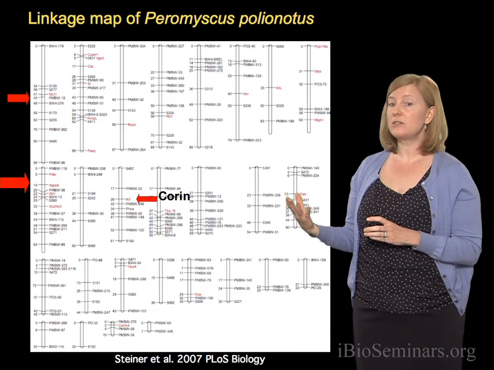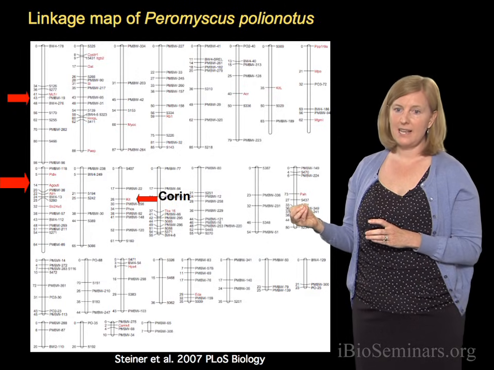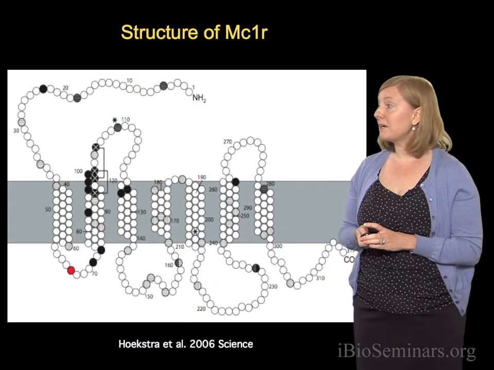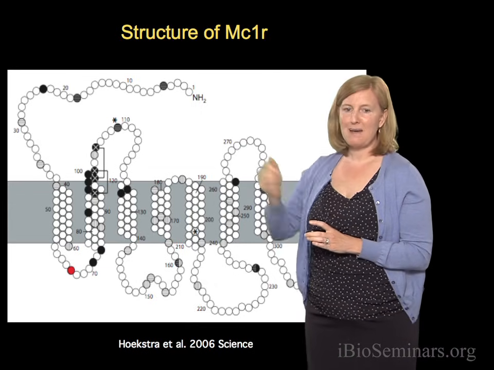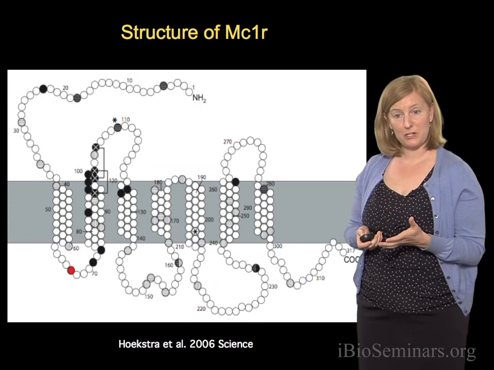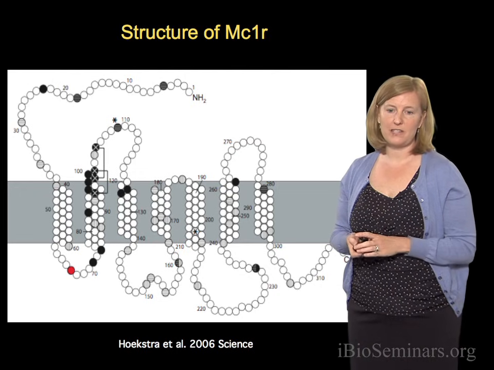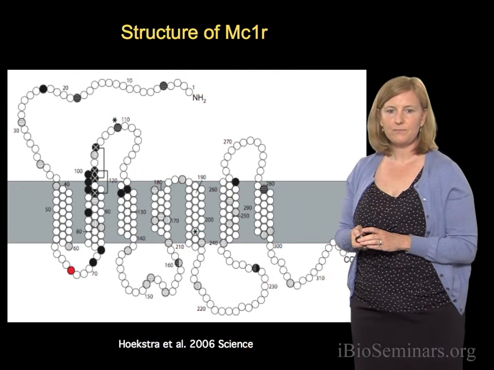So next what I'd like to do is just tell you about one of these genes, and then I'll summarize and tell you about all 3 of them at the end. So the gene I'm going to focus on is this gene up here, MC1R, or the melanocortin-1 receptor. And one of the reasons we focused on this gene is because we actually know a lot about the structure and function of this gene.